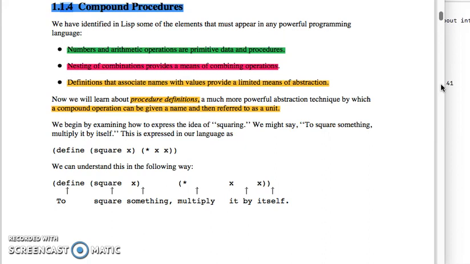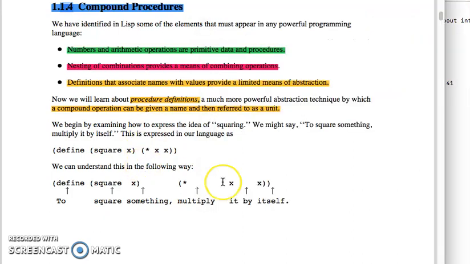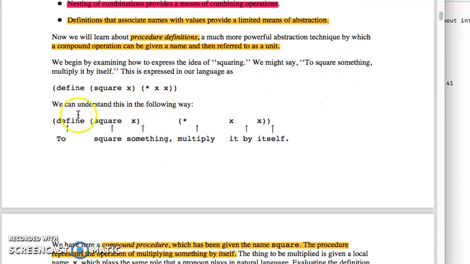We might begin by examining how to express the idea of squaring. We might say, to square something, multiply it by itself. This is expressed in our language as define, square of x, multiply x by x. So to square something, multiply it by itself. We can understand it in the following way. Define square x: to square something, multiply it by itself.